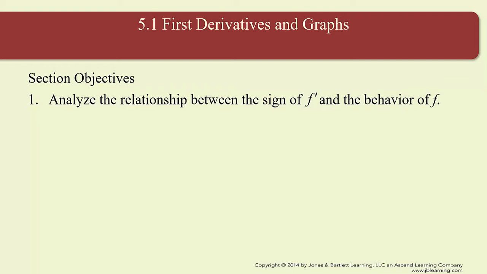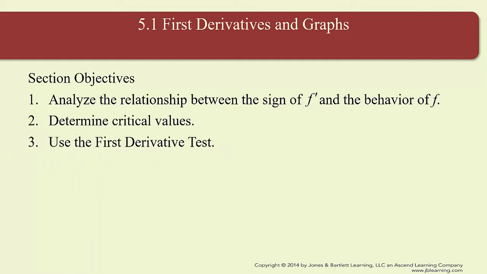When we say sign of f prime, we're talking about whether the derivative is positive or negative. Objective 2, we're going to determine these things called critical values. In Objective 3, we're going to learn and start to use and apply the first derivative test. And number 4, we'll look at a specific application using the first derivative test.